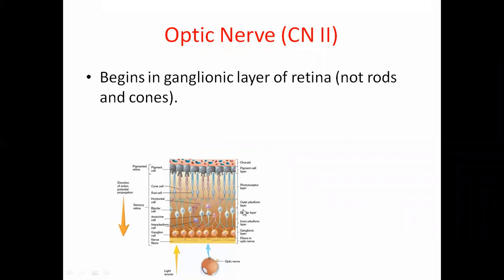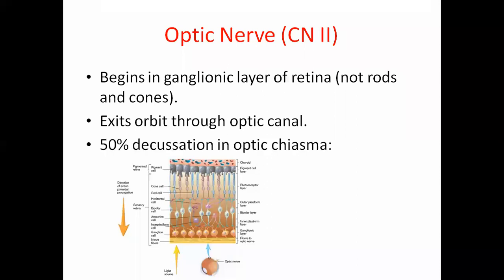So they are starting from the ganglionic layer of the retina. Don't think that it is coming from rods and cones. No, rods and cones are placed here in this area. So the optic nerve is starting as the nerve fiber of the ganglionic cell. It exits the orbit through the optic canal. So from the orbit, it is passing into the brain through the optic canal. Then there is 50% decussation in the optic chiasma.